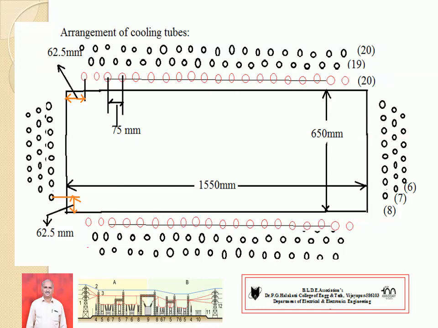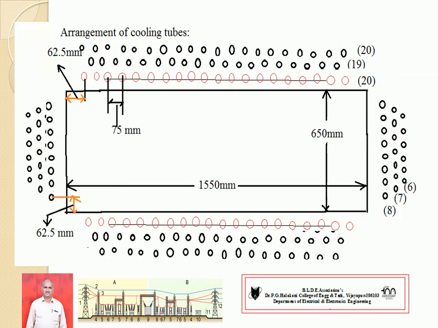So 8 tubes means 7 spacings. Then 7 into 75, total 650 mm minus this distance. Then you leave 50% on both sides as clearances along lengthwise. This is arrangement of first row, first column.